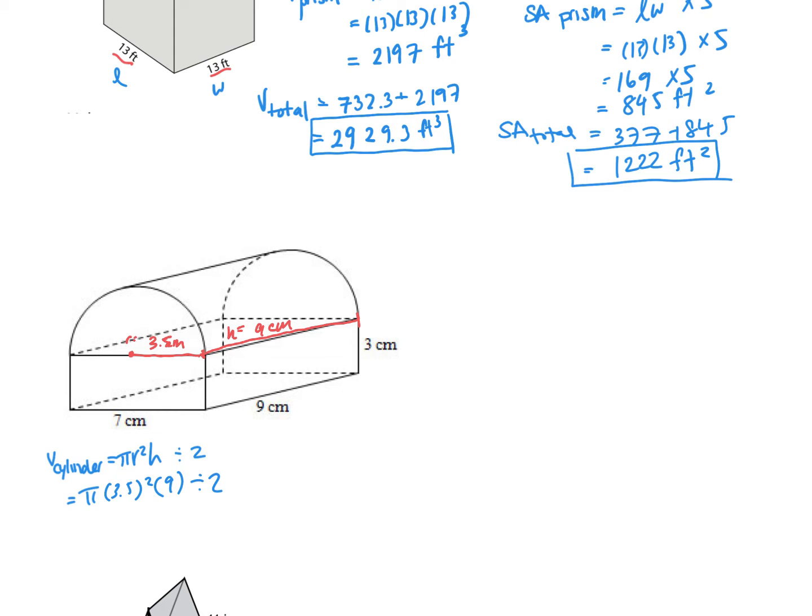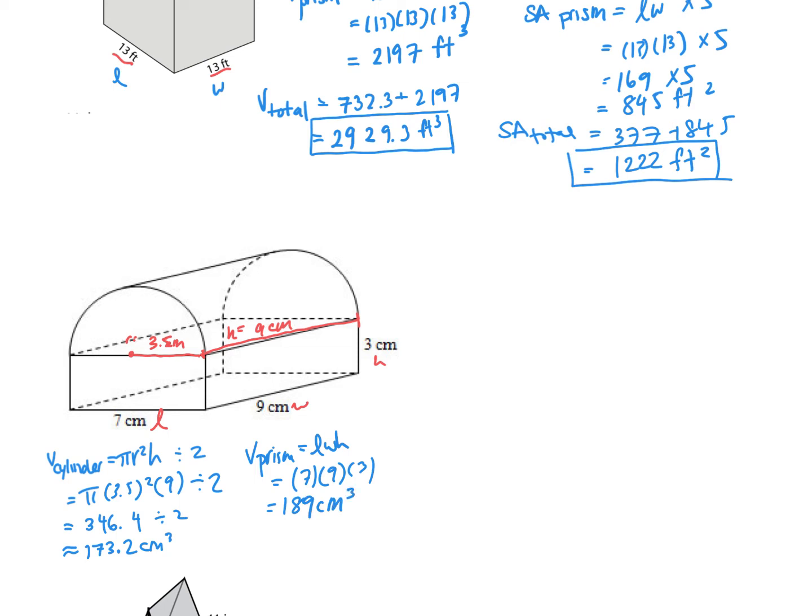So when we do the volume of a full cylinder, we get 346.4. And when we cut that in half, we get 173.2 centimeters cubed for the half cylinder. Next, we go to the volume of the prism, which we already know is length times width times height. The length, let's say 7, the width is 9, the height is 3. So 7 times 9 times 3, which is 189 centimeters cubed.